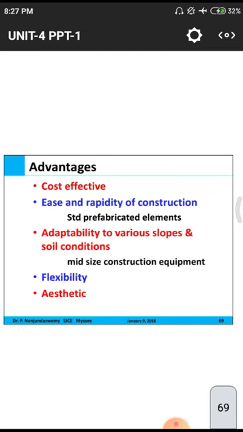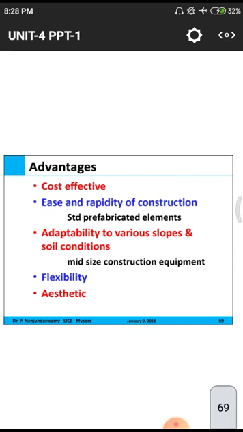Next one, adaptability to various slopes and soil conditions. Wherever there is a slope, on those particular slopes we have to adapt this kind of soil reinforcement or sheets to stabilize those conditions. Why? Because if there is no penetration of water into the soil structure, otherwise the soil has a huge amount of strength variation.